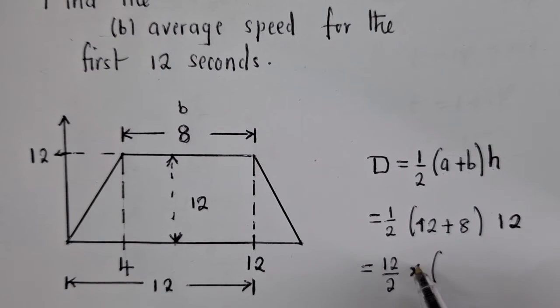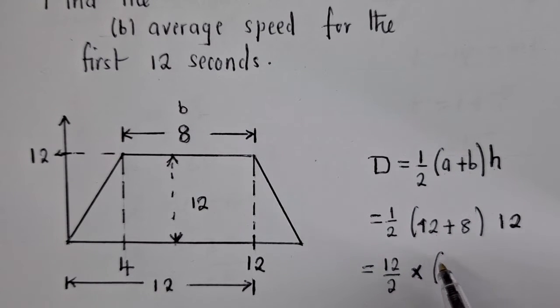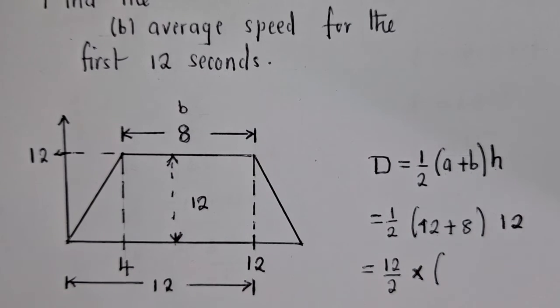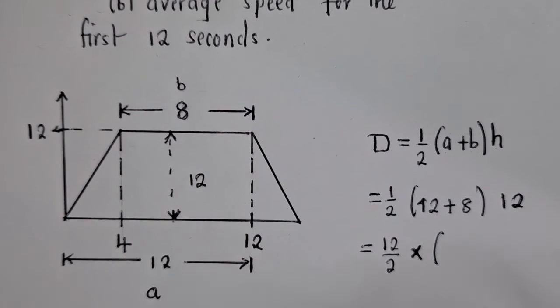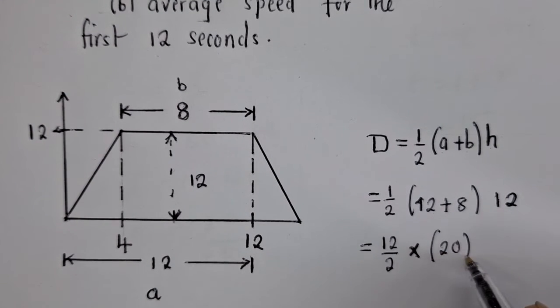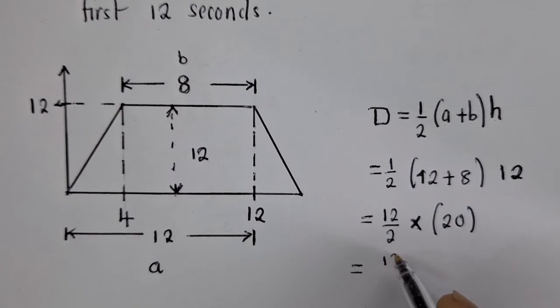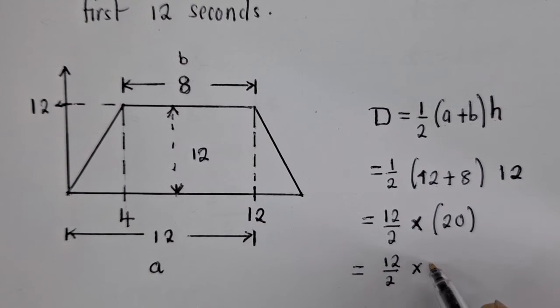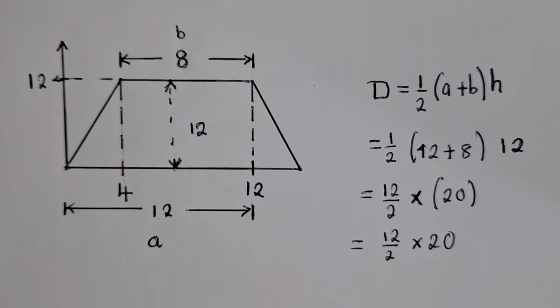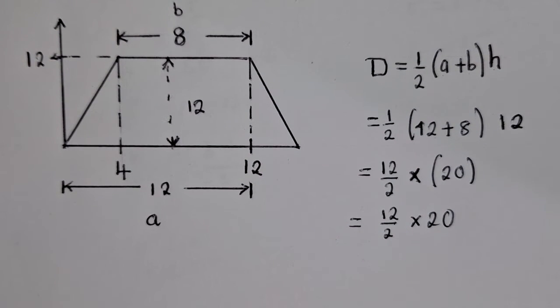I'm putting times here so that you understand. The brackets themselves mean times. So I've just put the times so that you see the difference. So this will give us a 20 inside here, of which, since we are multiplying these, 12 over 2 times 20. Remember, paper 1, you're not allowed to use a calculator, so you have to be very careful.